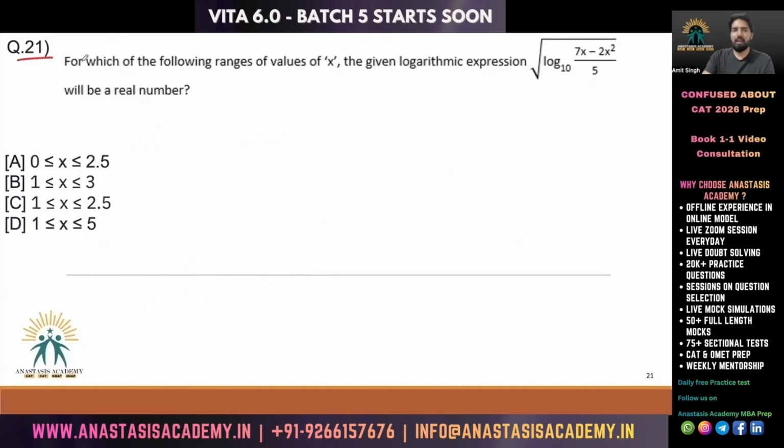Let's look at this question now. For which of the following ranges of values of x will the given logarithmic expression, square root of log of (7x minus 2x square) upon 5 to the base 10, be a real number?